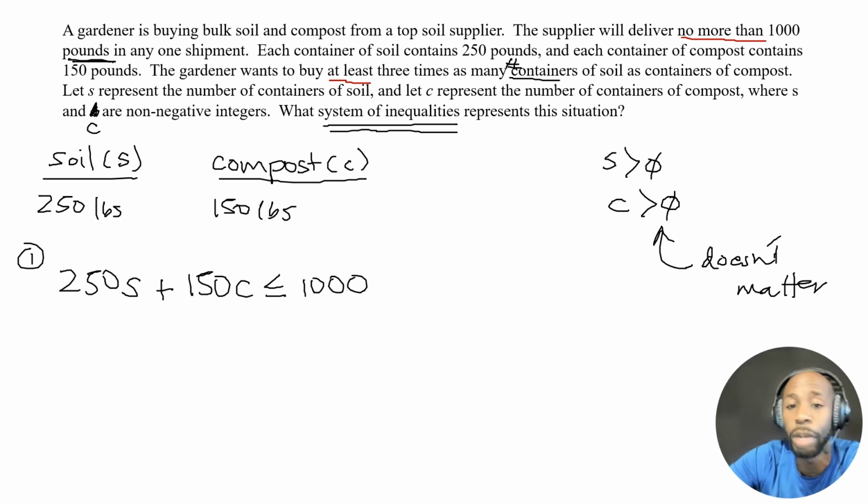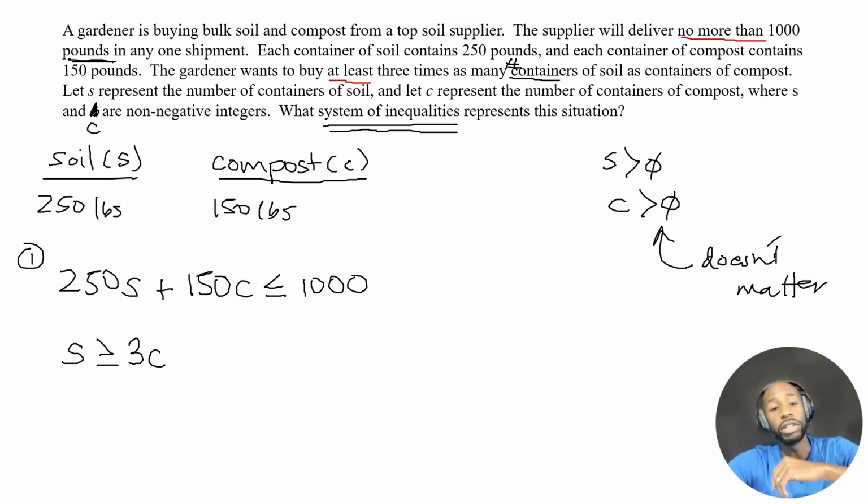Now, what about our second equation, the number of containers of soil? The gardener wants to buy at least 3 times as many containers of soil as containers of compost. So let's think about this. We want 3 times more containers of soil than we have containers of compost. So the number of containers of soil basically needs to be greater than or equal to, because this is at least, 3 times the number of containers we have of compost. So that's equation number two.